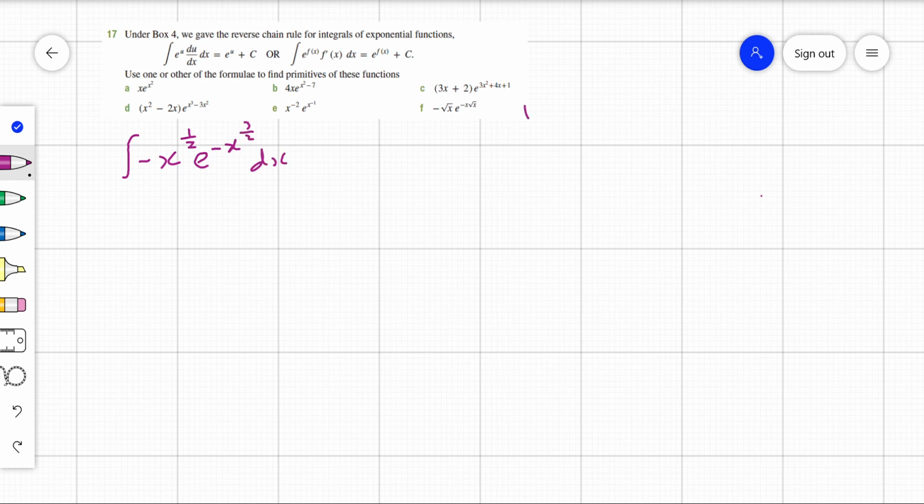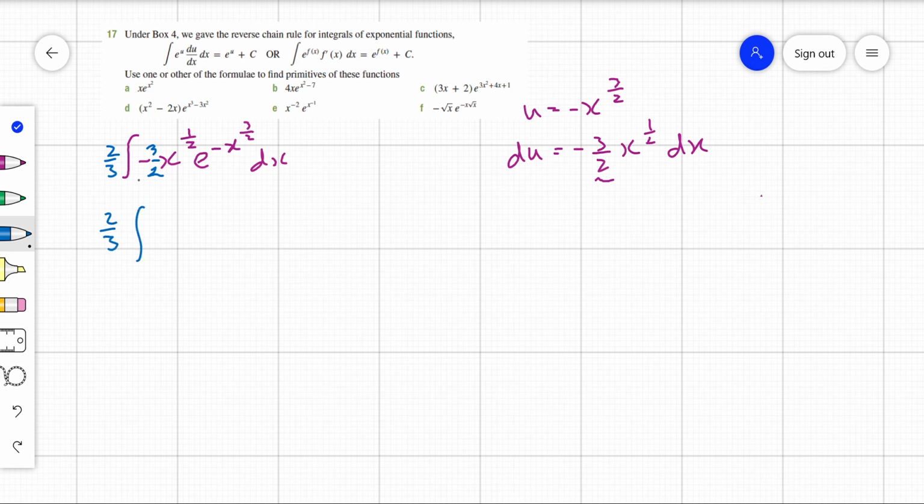Alright, so let's let u equal minus x to the 3 on 2. Then that would mean that du would equal minus 3 on 2 x to the half dx. Alright, do I have that? Well, I've got the x, I've got the minus and I've got the x to the half dx, but I need this 3 on 2. So what I can do is put a 3 on 2 in there and balance it by putting a 2 on 3 on the outside.